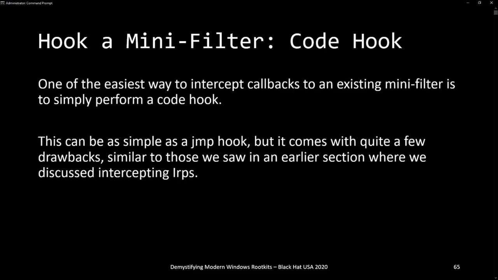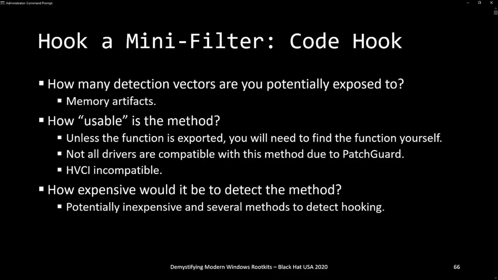So again, one of the easiest ways of intercepting callbacks is just to perform a code hook. But there are going to be quite a few drawbacks, even if you did something as simple as a jump hook. You're going to be exposing yourself to memory artifacts. You're going to need to find a function yourself. It's not compatible with PatchGuard or HVCI. And it's going to be pretty easy to detect because there are just so many different ways of detecting hooking.